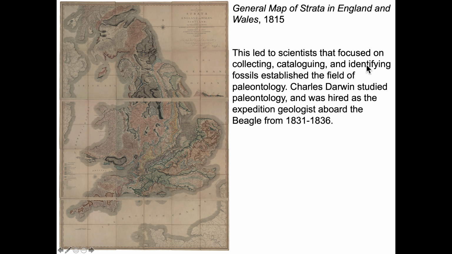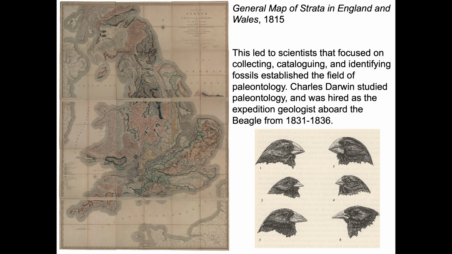And as a result of this map, in part, this led to scientists focusing on collecting, cataloging, and identifying fossils, thereby establishing the field of paleontology. Charles Darwin comes along literally a few years later, studies paleontology, and gets hired as the expedition geologist aboard the Beagle from 1831 to 1836, traveling around the world. That's a pretty exceptional opportunity. So he's a smart guy. He's trained in geology. He's trained in paleontology. He's put on a boat to make England rich. He didn't make England rich, but his travels and his studies led him to formulate ideas that we still hold today about natural selection and evolution.